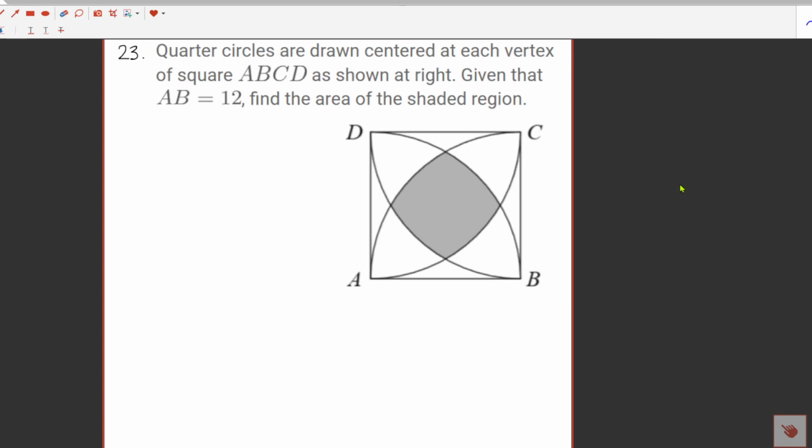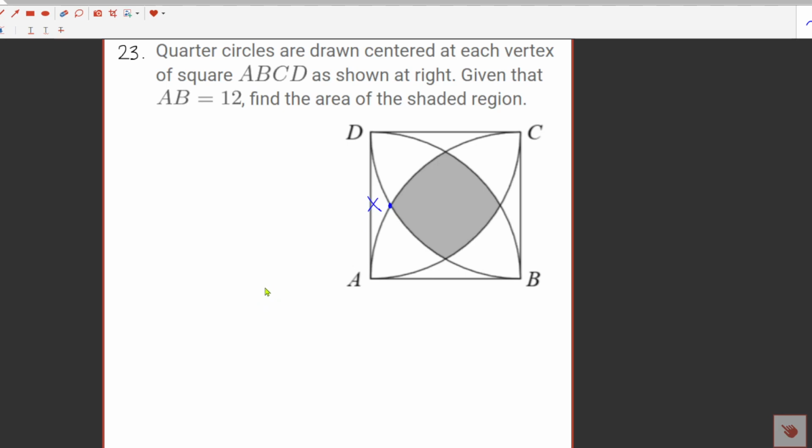Okay, quarter circles are drawn centered at each vertex of square ABCD as shown at right. Given that AB equals 12, find the area of the shaded region. Okay, this problem is a little complex, so we could make use of auxiliary lines. So you make use of this point here. So let's call this point X.